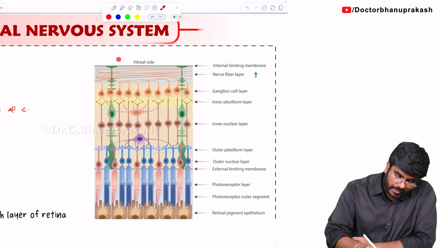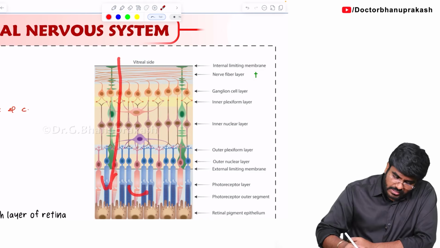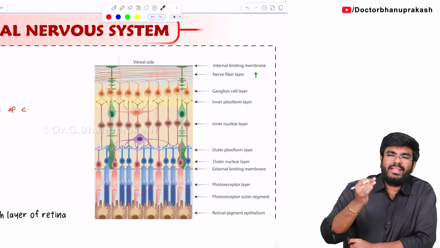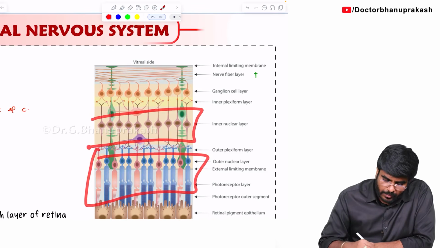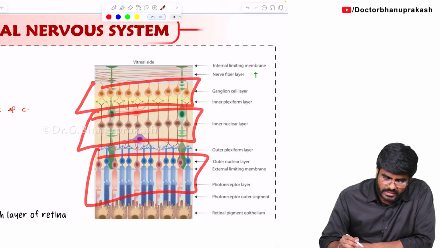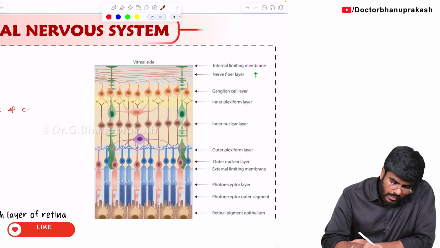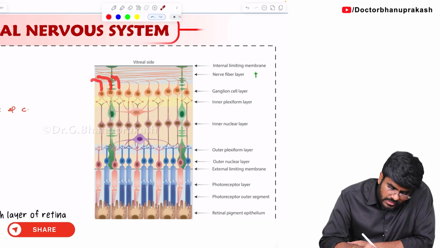Okay, now light came like this, but the action potentials are going in the opposite direction. Okay, the electricity is going in the opposite direction. So first which cells are activated? Rods and cones. Later bipolar cells are activated. Finally ganglionic cells are activated. Now you look carefully, these are the axons of the ganglionic cells.